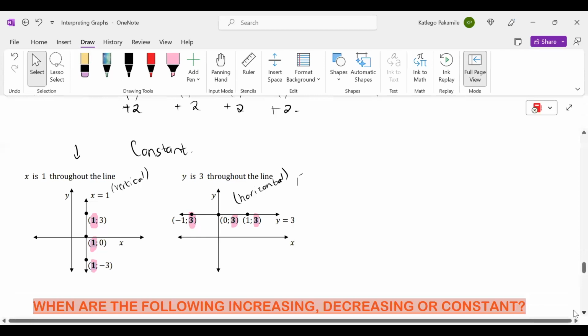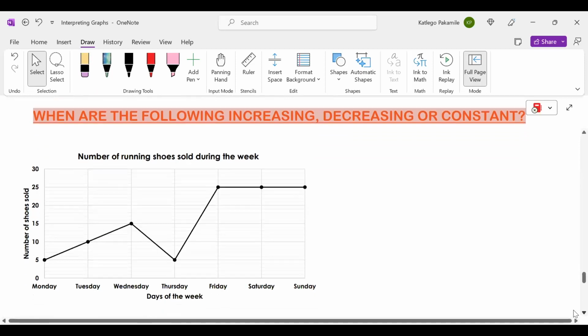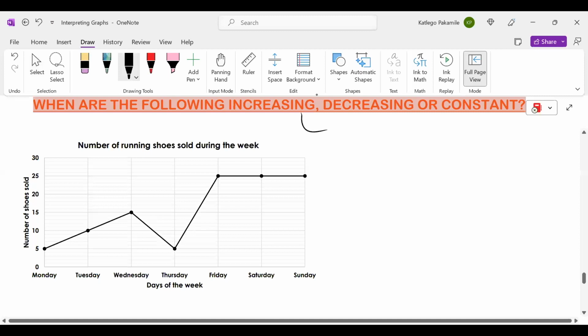Wonderful. Now, we have graphs that do both, or all three. They increase, they decrease, they're constant. Let's see what's going on here. This is a graph that shows the number of running shoes that were sold during a week. When is this graph increasing? When is it decreasing? And when does it remain constant? Palisa, yes. Ma'am, it increases from Monday till Wednesday. And then Tuesday it decreased. And then from Tuesday it increased until Friday. And then from Friday, it was just neutral. Constant.